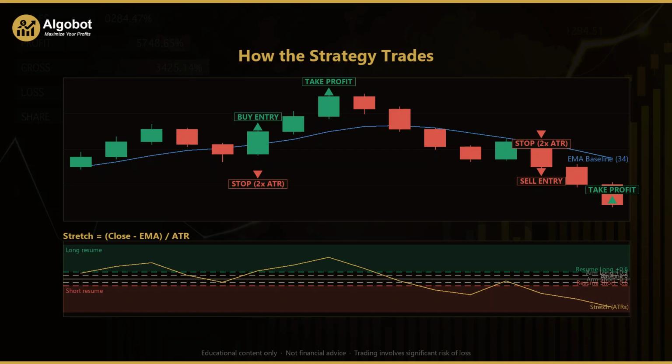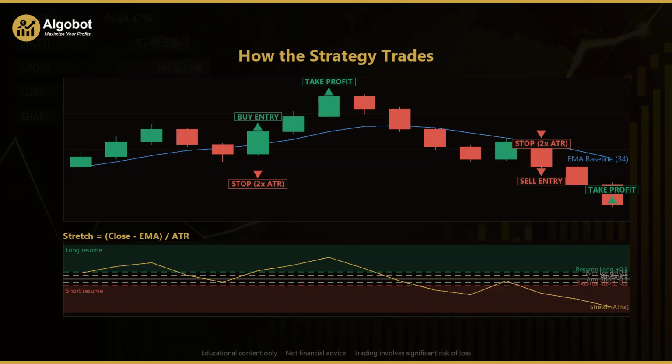The resumption arrives at the sell entry marker. This candle closes lower than it opened, closes below the previous bar's low, and drives the stretch back down beyond the negative 0.6 resume line. The mirror image condition is satisfied, and the strategy places its short entry. The stop sits above, 2 ATRs over price, and the take profit is set below at the same 2-to-1 distance.